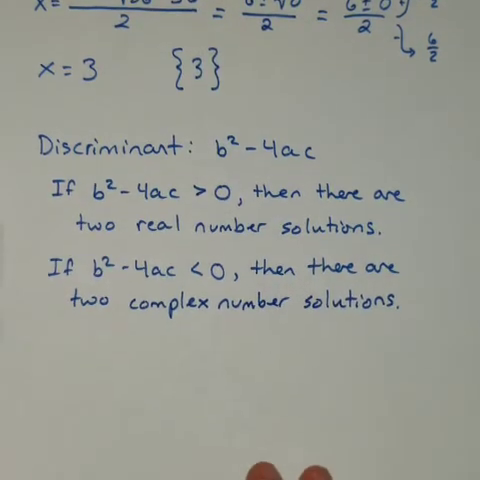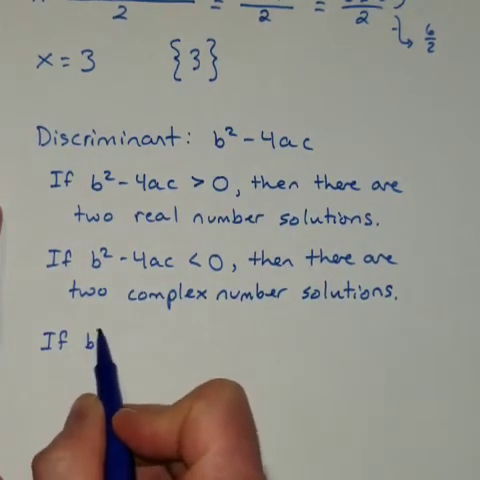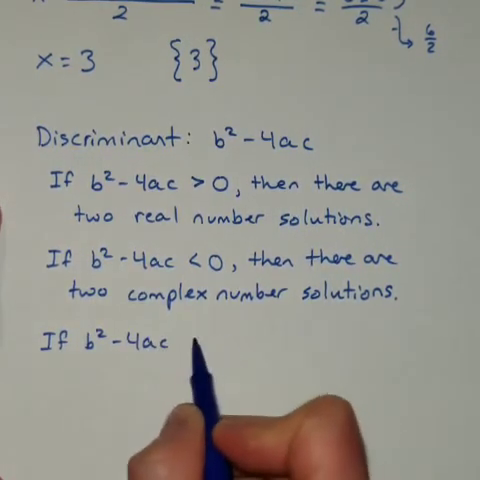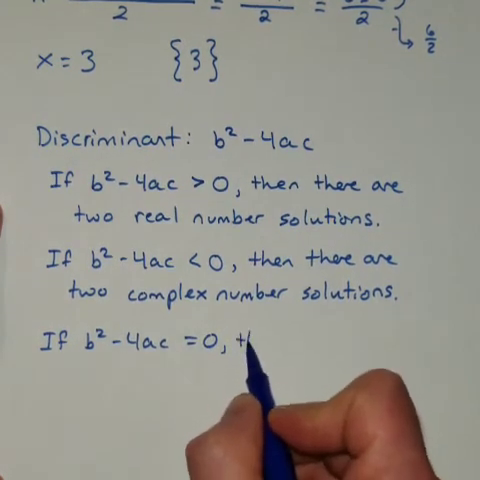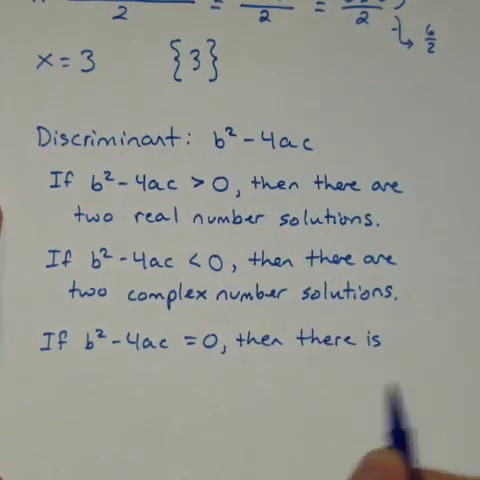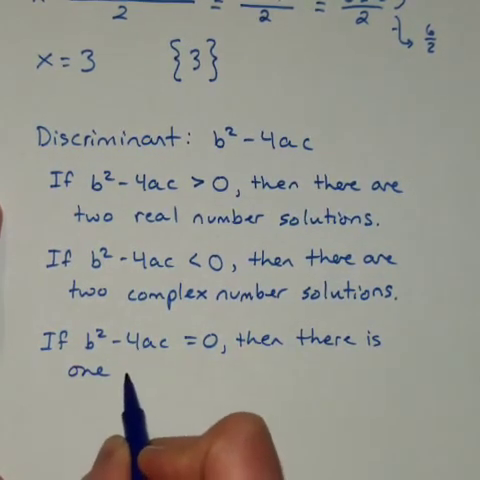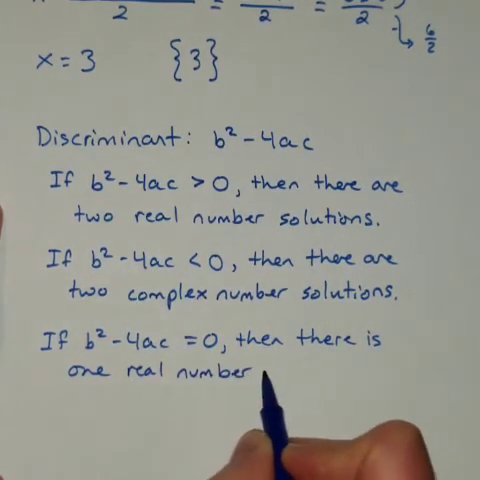Okay. And then finally, if that discriminant is equal to 0, that's the example we just saw, then there is one real number solution.